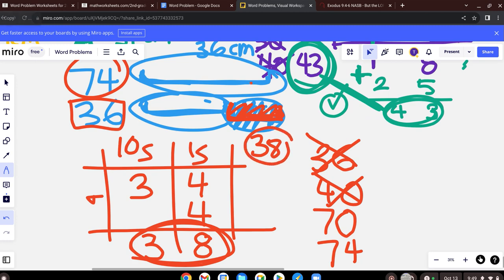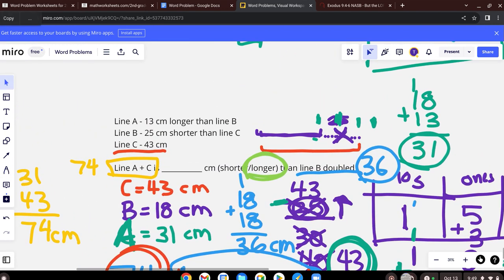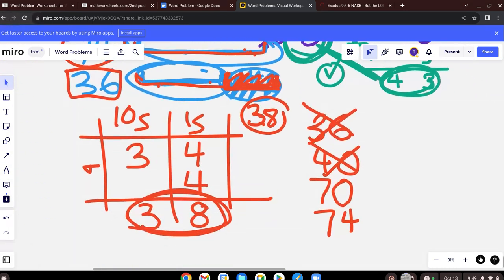That means this one is 38 centimeters longer, or this one is 38 centimeters shorter than this one. You understand? This is pretty much the tape diagram in simplified form. Okay, so let's put this in. Line A is 38 centimeters longer than line B double. This is the number, 38.